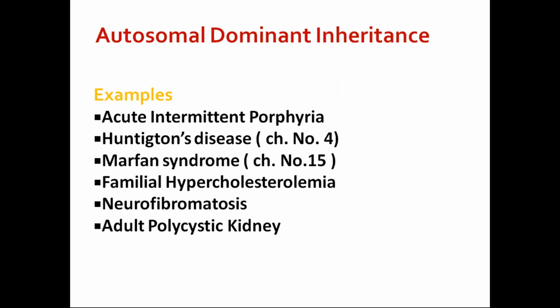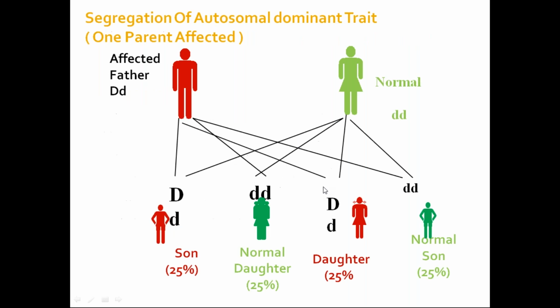Examples of autosomal dominant inheritance are acute intermittent porphyria, Huntington disease with its late onset presentation, Marfan syndrome, familial hypercholesterolemia, neurofibromatosis, and adult polycystic kidney disease, ADPKD. If it is ARPKD, it is an autosomal recessive condition. These are some examples of autosomal dominant inheritance.